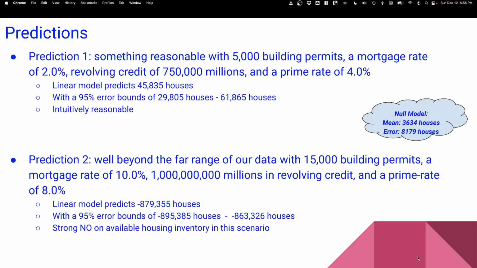Prediction 2, let's go far beyond the range of our data. We've got 15,000 building permits, a mortgage rate of 10%, $1 billion of revolving credit, and a prime rate of 8%. Well, this linear model predicts that we're not going to have any houses there. That's what that negative 879,000 predicts. And there'd be no available houses in that scenario.